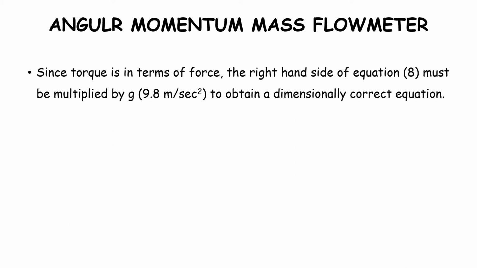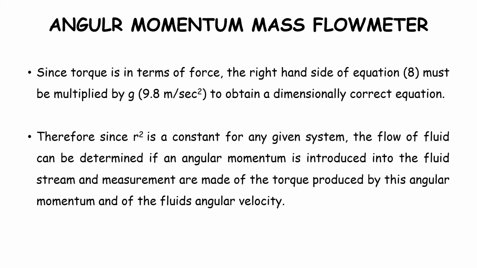Now, since the torque is in terms of force, the right hand side of equation 8 must be multiplied by 9.8 meters per second squared to obtain a dimensionally correct equation. Therefore, since r squared is a constant of any given system, the flow of fluid can be determined if an angular momentum is introduced into the fluid stream and measurements are made of the torque which is produced by its angular momentum and of the fluid's angular velocity.